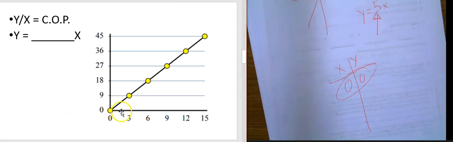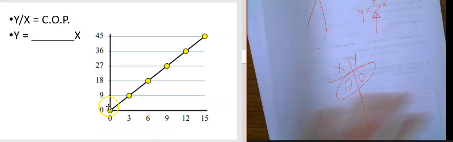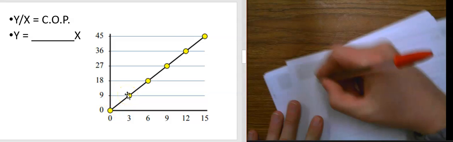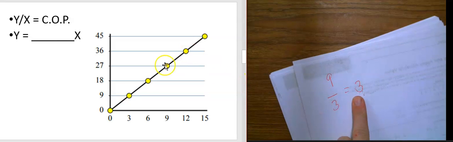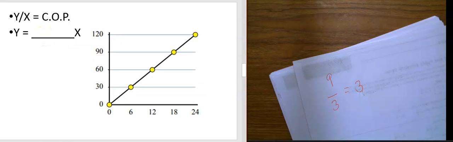So let's just look at the graph. We want to know what the heck 1 is. And there's not a 1 on this graph, but COP is y divided by x. So we go up to 9, over to 3. 9 divided by 3 is 3. So my COP is 3. My equation would be y equals 3x.